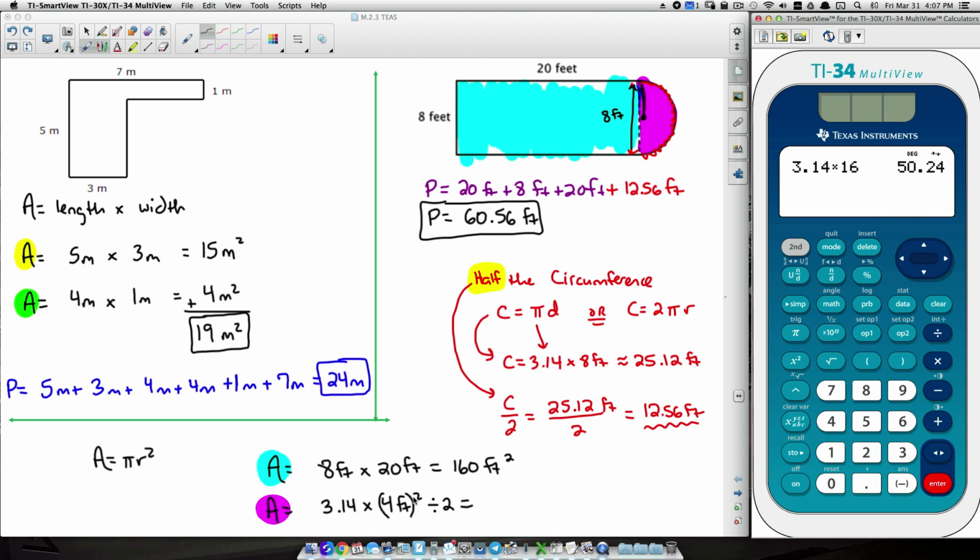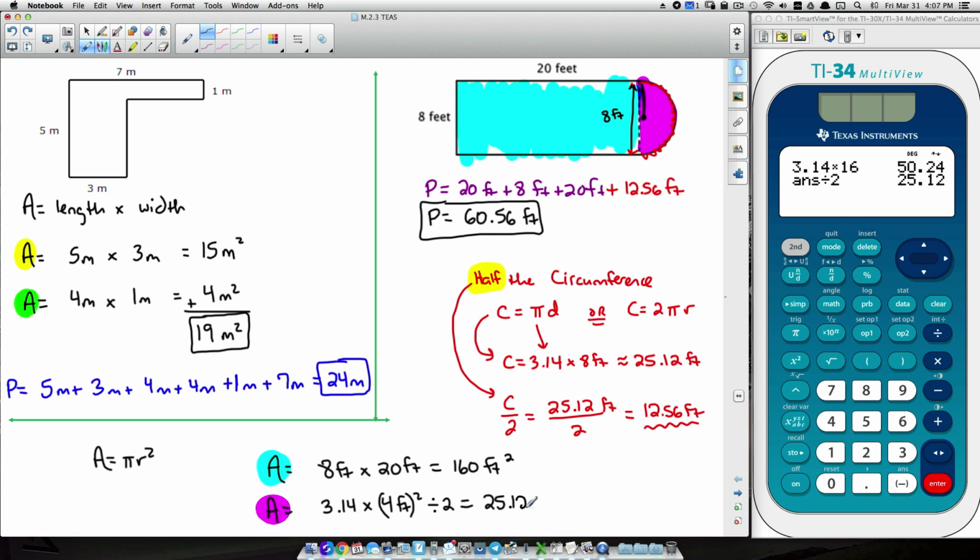Notice feet times feet, or feet squared right there. But we want to divide this by 2. So divide by 2, press enter, and we got 25.12. Ha! Ironically, this is crazy. 25.12 square feet. What did I laugh about? We're getting that number there. Do not make that assumption. That's just coincidental. Plus, we ended up dividing that by 2 anyway.